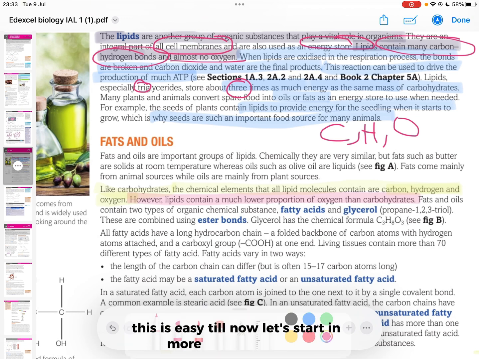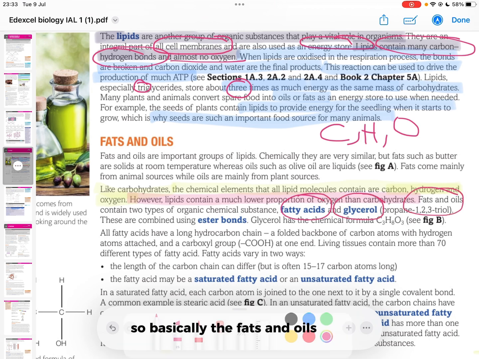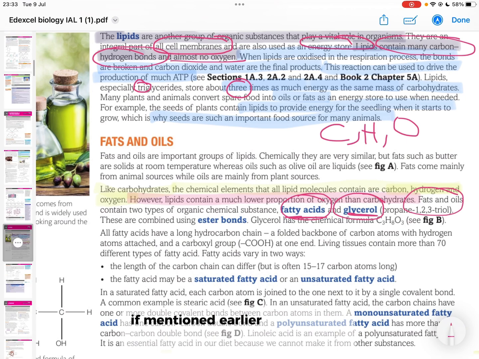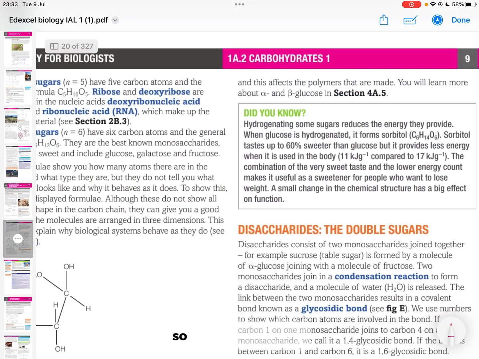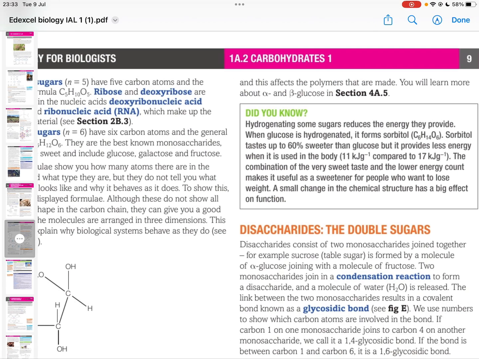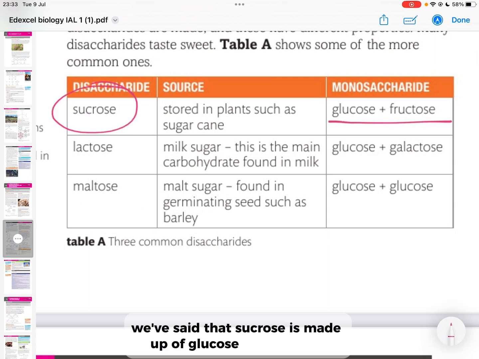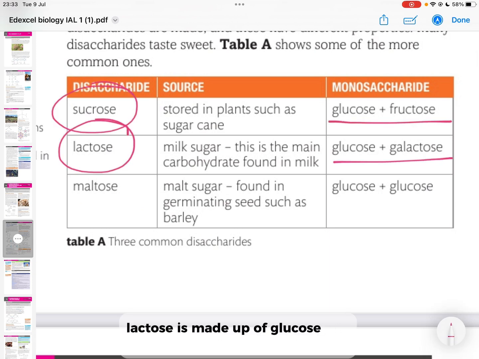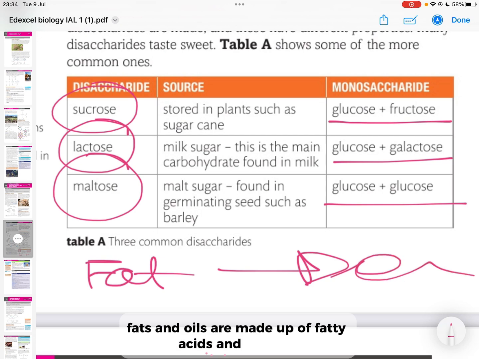Let's start into new things. Fats and oils contain 2 types of organic chemical substances: fatty acids and glycerol. So basically, the fats and oils are made of fatty acids and glycerol. We've mentioned earlier that it's monomers and polymers and so on, right? So here, for example, we've said that sucrose is made up of glucose and fructose. Lactose is made up of glucose and galactose. Maltose is made up of glucose and glucose. Fats and oils are made up of fatty acids and glycerol.